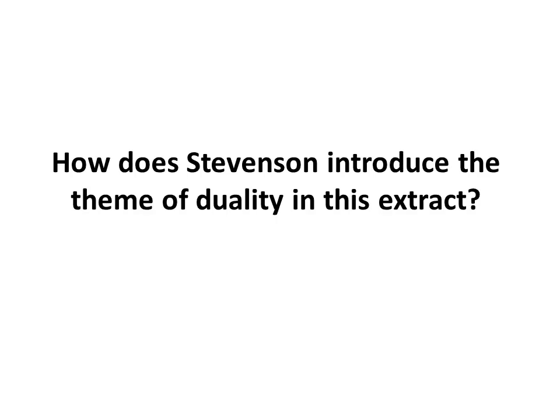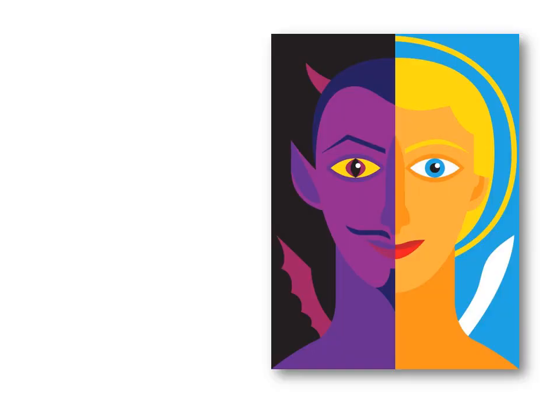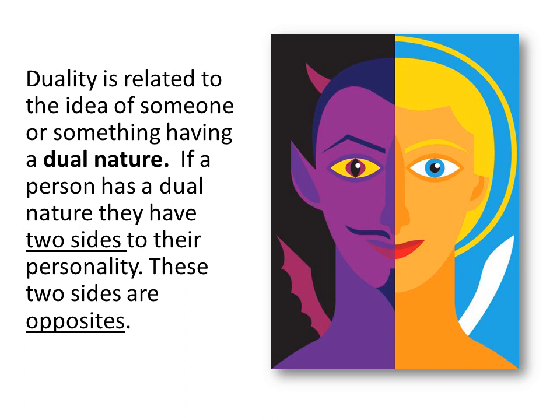This video is going to answer the following question. How does Stevenson introduce the theme of duality in this extract? Let me first explain what this word duality means. Duality is related to the idea of someone or something having a dual nature. If a person has a dual nature, they have 2 sides to their personality. These 2 sides are opposites.